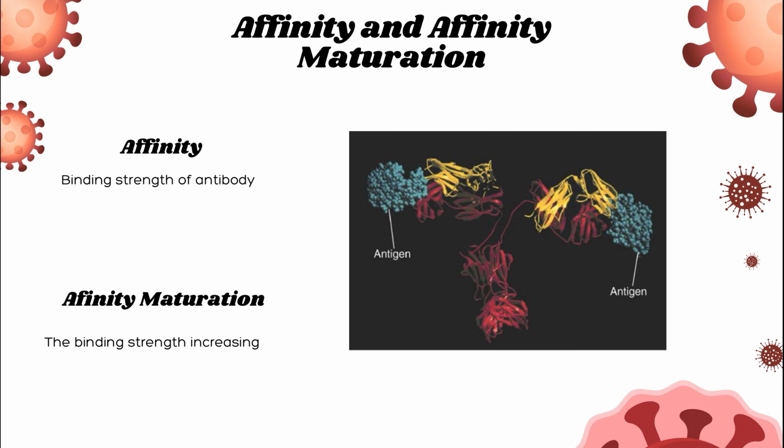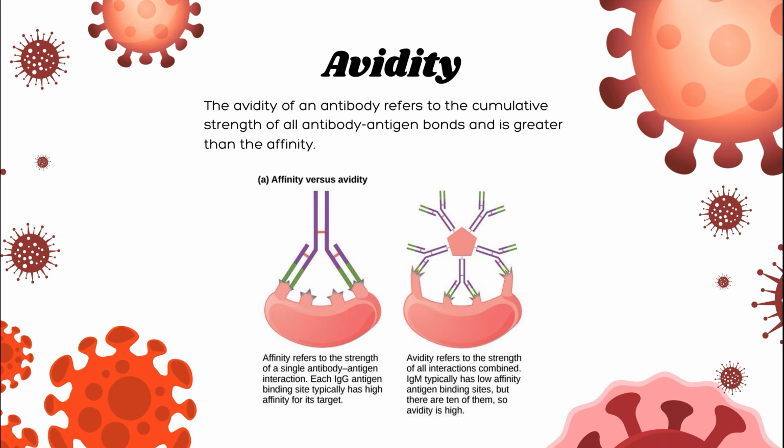Affinity and affinity maturation. Affinity is the binding strength of an antibody. It quantifies the strength between the antibody and the antigen, while affinity maturation is when the binding strength increases, which typically happens after the first immune response, so that the second immune response is much stronger. Avidity is the total strength of an antibody-antigen binding interaction. So it's essentially a sum of an antibody's affinities.